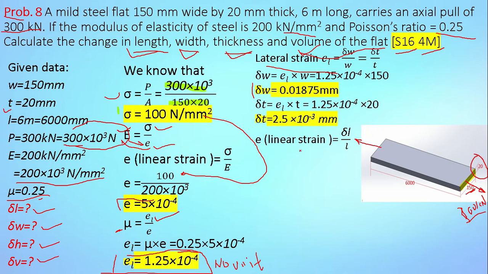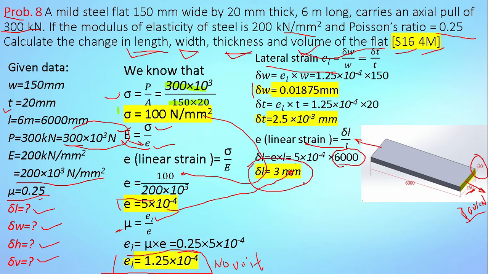Next, we know the formula: linear strain is equal to change in length divided by original length. So change in length is equal to linear strain multiplied by L. Put values of E and L. E we have found, and the value of original length is 6000. So this gives a change in length of 3 mm.